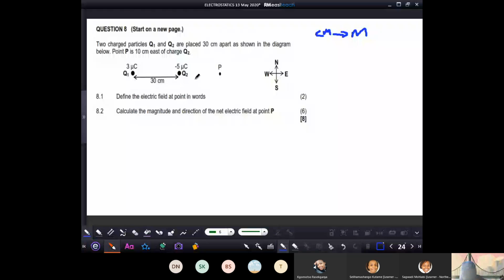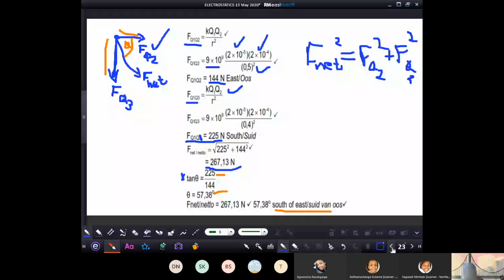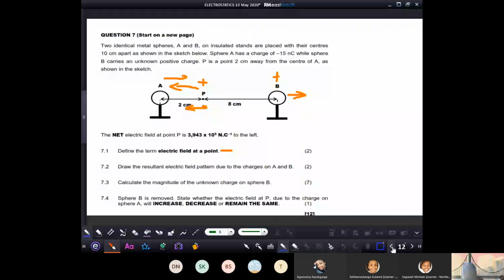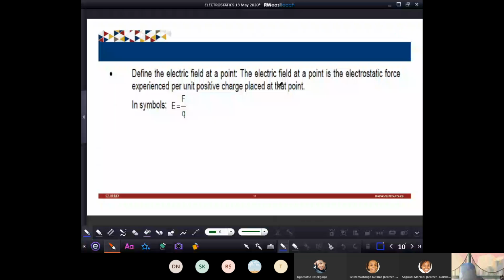Define the electric field at a point in words. So we go back again. Remember, there are two definitions for electric field: the one in a region or the one at a point. The electric field at a point is the electrostatic force experienced per unit positive charge placed at that point. And this is the formula we use there.